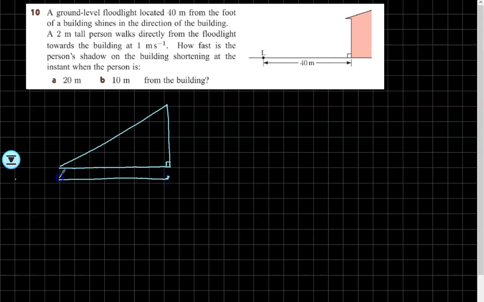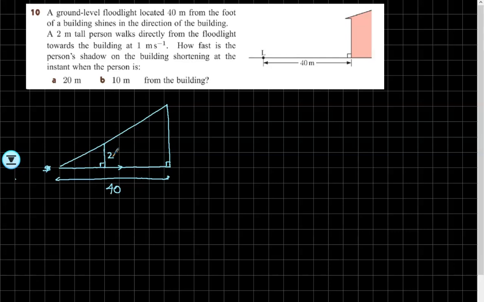It goes all the way here, 40. We've got the light that's shining here. We've got a 2 meter tall person, who walks directly from the floodlight towards the building. So we're walking this away, so we'll stick that 2 meter person maybe around there, and we're assuming that they are standing upright, as is the building, at 90 degrees.